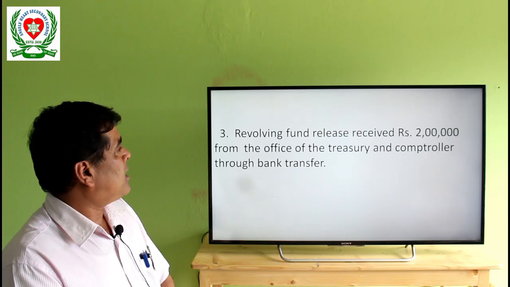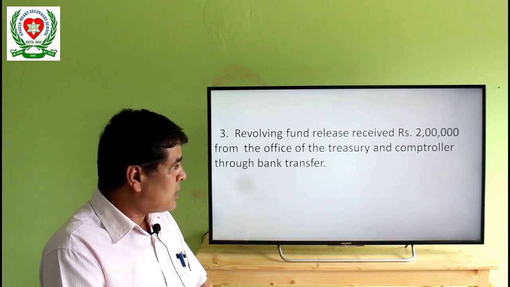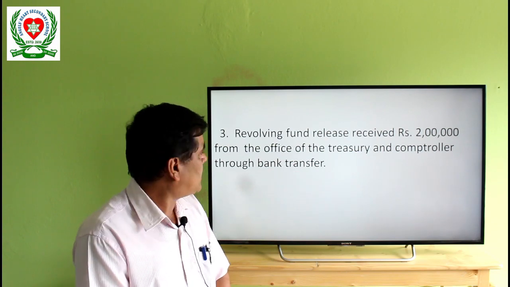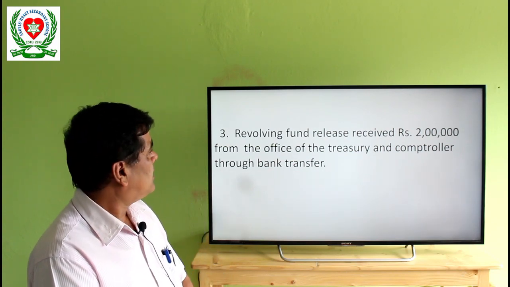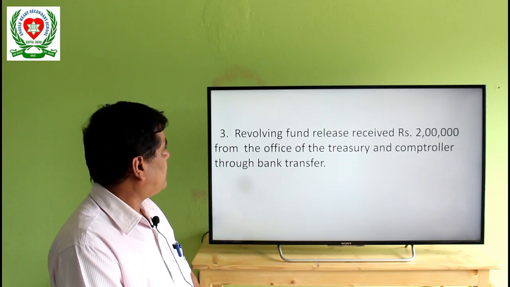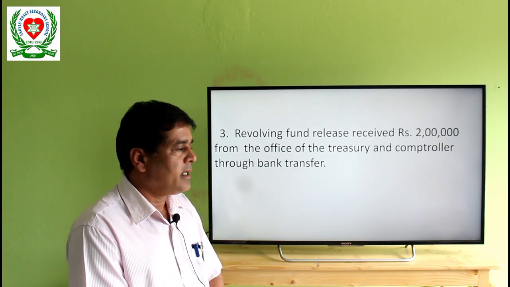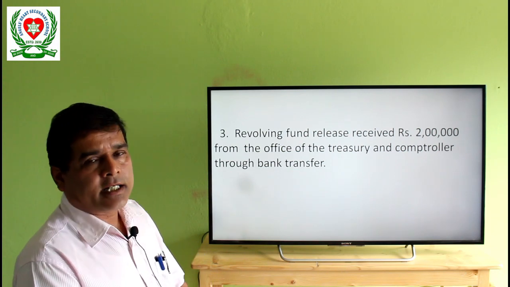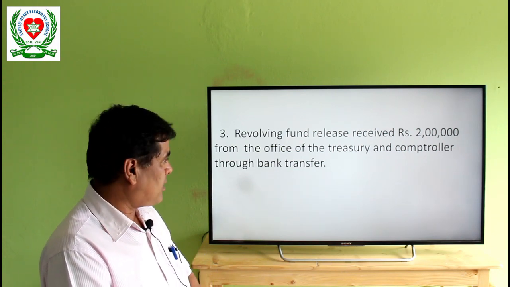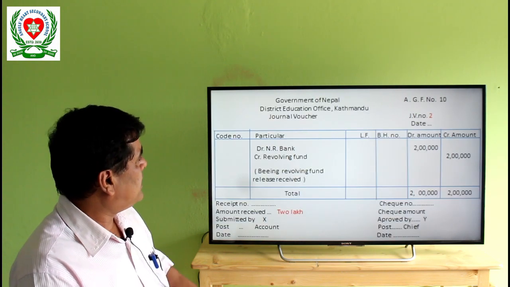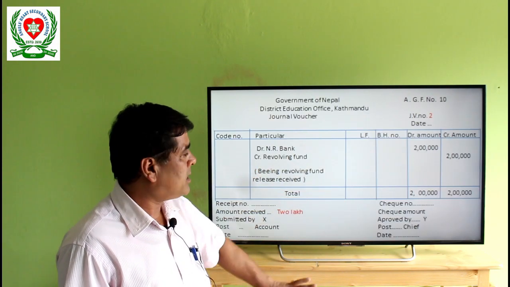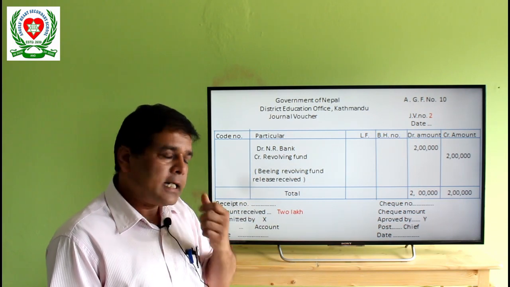Similarly, another question is there: revolving fund release, received rupees 2 lakh from the office of the treasury and comptroller through bank transfer. We know that the journal voucher of revolving fund release is debit NR Bank, credit revolving fund. Here is the journal voucher: debit NR Bank, credit revolving fund.